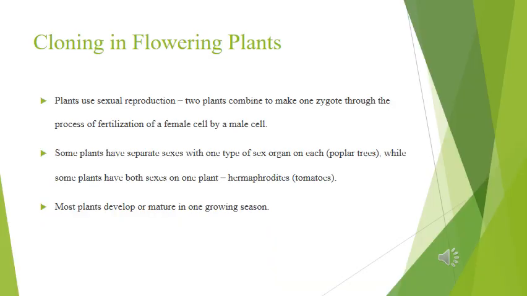Cloning in flowering plants. Plants can reproduce asexually. Two plants combine to make one zygote through the process of fertilization of a female cell by a male cell. Some plants have separate sexes with one type of sex organ on each, poplar trees, for example. While some plants have both sexes on the plant, they are called hermaphrodites. The best example would be tomatoes. Most plants develop or mature in one growing season.